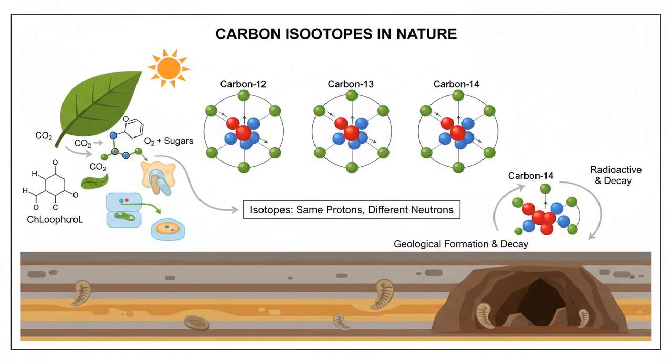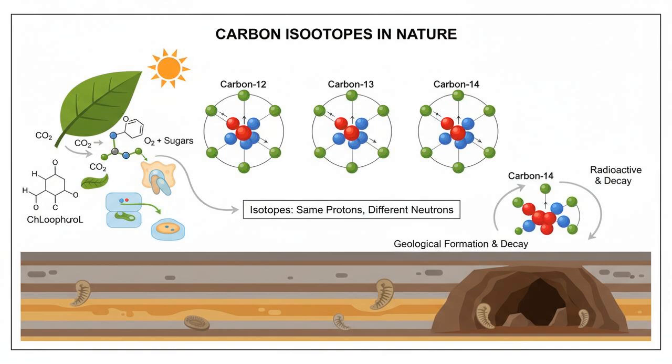To understand how a machine can tell a Vermeer from a clever fake, we must first descend to the atomic level. At its core, every chemical element is defined by the number of protons in its nucleus. Carbon always has 6 protons. Lead always has 82. However, the number of neutrons in the nucleus can vary. These variants are called isotopes. Most carbon atoms in the universe are carbon-12, having 6 protons and 6 neutrons. But a tiny fraction is carbon-13, which has 7 neutrons, or the radioactive carbon-14, which has 8 neutrons.